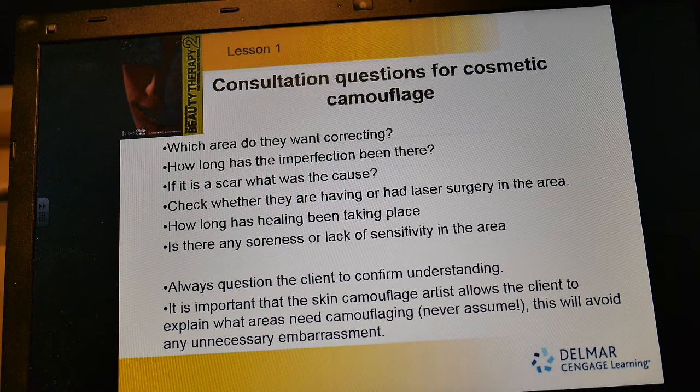So always question the client to confirm understanding, and I cannot stress this enough, never assume why they're coming in to have a treatment. Always allow the client to tell you and explain what areas need camouflaging, just to avoid any unnecessary embarrassment and making the client feel uncomfortable.